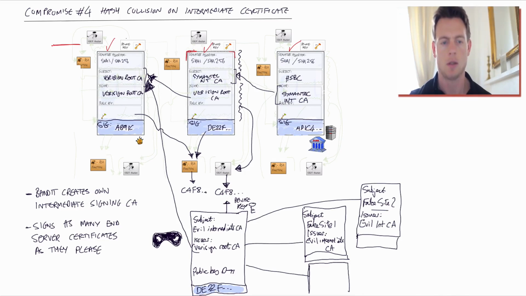Now the hash code of that certificate is C4F8 blah blah blah. Again, let's say we're using SHA-1 for all these examples because we're trying to show how vulnerable it is. So let's say this bandit says, okay, I'm going to create my own fake intermediate certificate, right? And again, exactly the same.